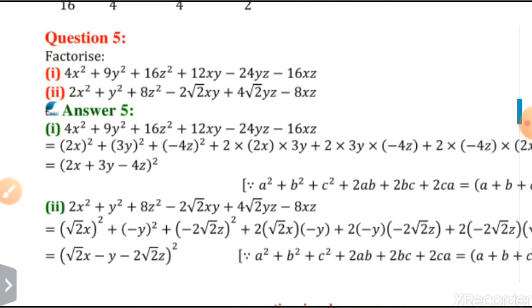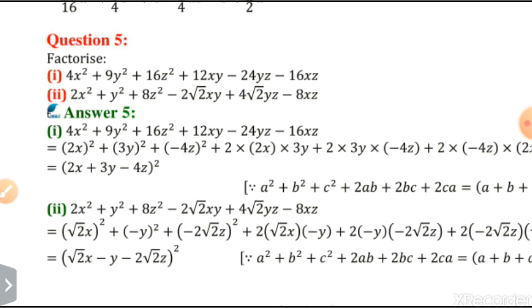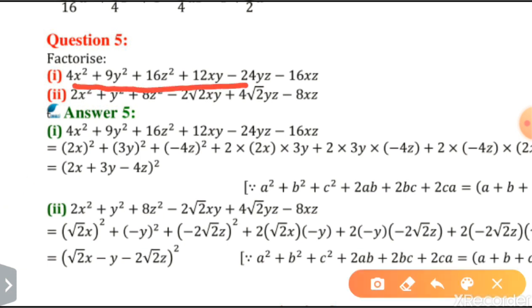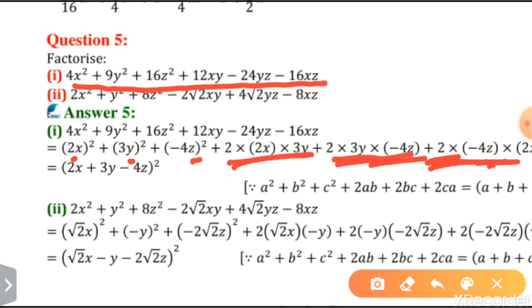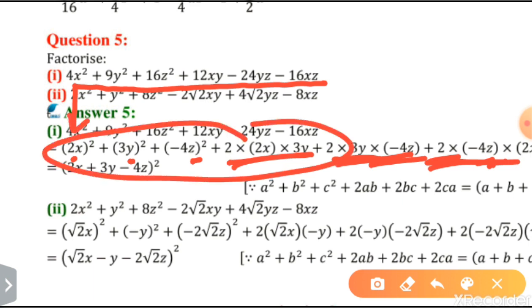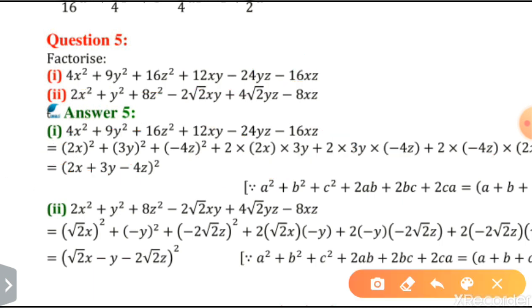And in question number 5, as I explained earlier also, you have to close the formula. First you have to write this in the form of x square plus y square plus z square plus 2xy plus 2yz plus 2zx. Now you can see the first part, but before doing this, first you have to check where the negative sign is. In these two places there is the negative sign. You can see that in 24yz and in 16xz there is the negative sign.